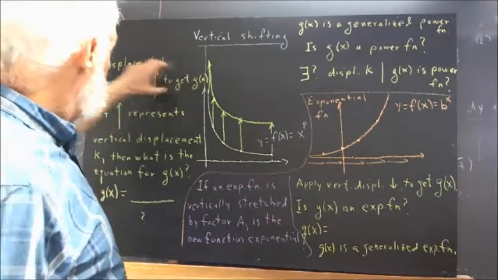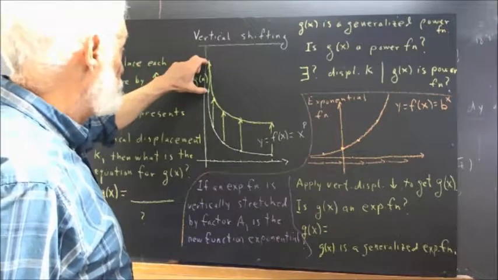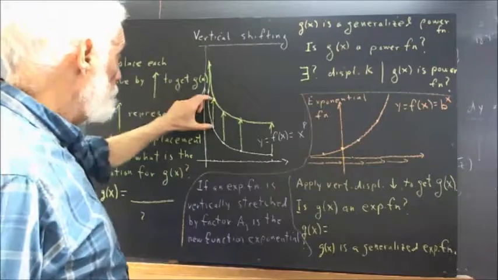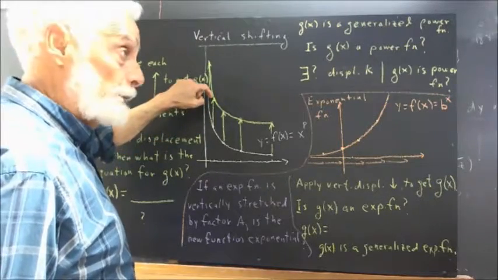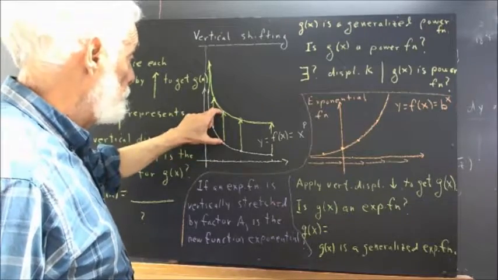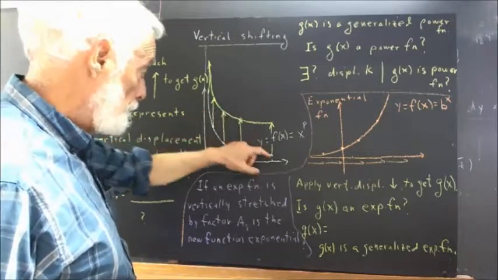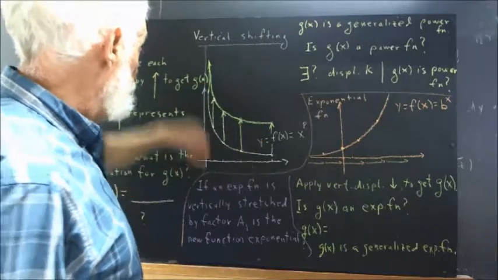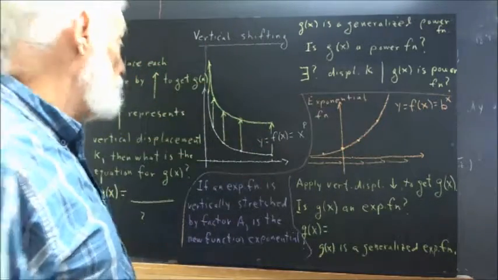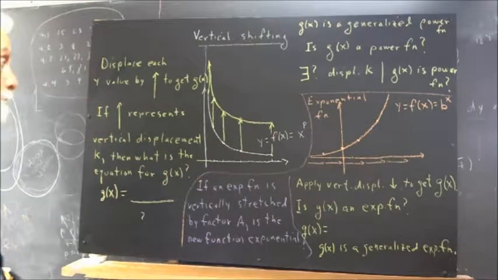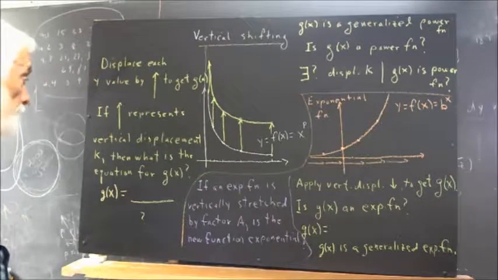I'm going to take each of those points and apply the vertical arrow. So I apply it here, takes me to a point here. I apply the same arrow here, takes me to the point here. I apply the same arrow here, and it takes me up to here, and this point goes to here, and this point goes to here. So that I get this graph here that has exactly the same shape as this graph, but it's this much higher.